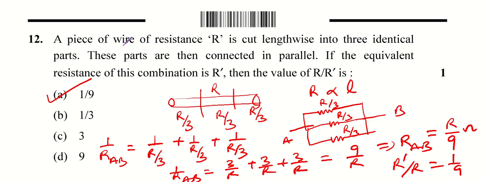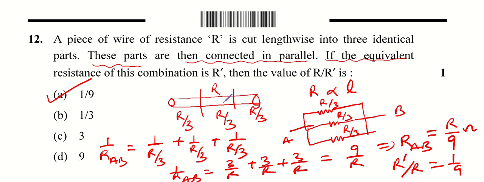So it is given: a piece of wire of resistance R is cut lengthwise into three identical parts. These parts are then connected in parallel. If the equivalent resistance of this combination is R dash, then the value of R upon R dash is?